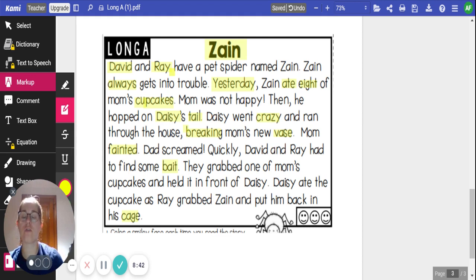Okay, let's review all of the long A words in the passage. Remember, I said if it was written in there more than once, you only had to write it one time, so I only highlighted them one time. Starting with our title, we have Zane. We have David, Ray, always, yesterday, ate, cupcakes, Daisy, tail, crazy, breaking, vase, fainted, bait, and cage.